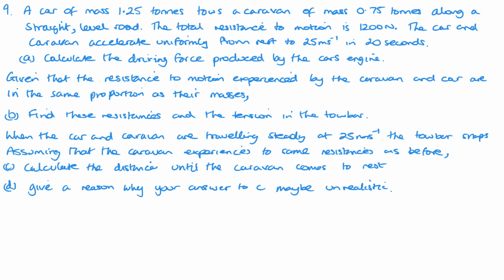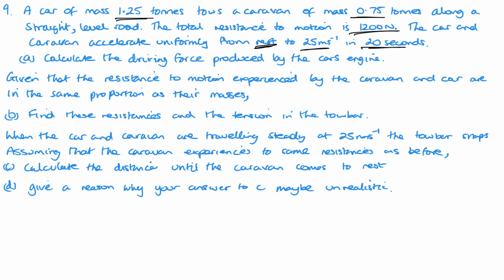Final question of this video. A car of mass 1.25 tons tows a caravan of mass 0.75 tons along a straight road. The total resistance to motion, so that'll be over both of the vehicles, is 1200 newtons. It accelerates from rest to 25 meters per second in 20 seconds.